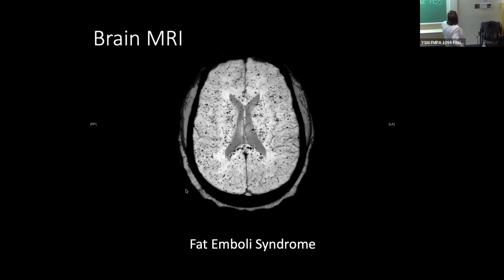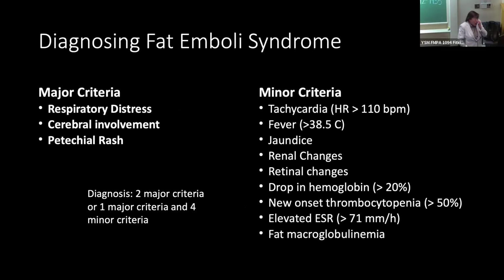So what are we seeing here? I left out the chest x-ray, but I didn't leave out the MRI in this presentation. This is basically fat emboli. What you are seeing here are multifocal punctate lucencies throughout the entire brain. So this is fat emboli syndrome, and this is the most severe form of acute chest syndrome.